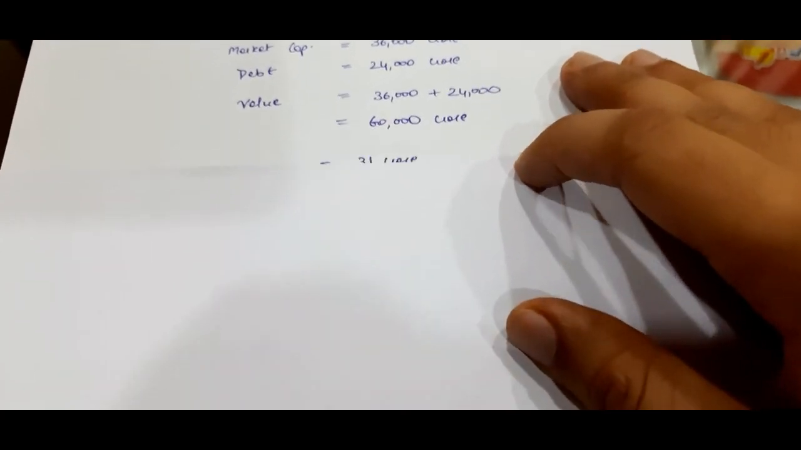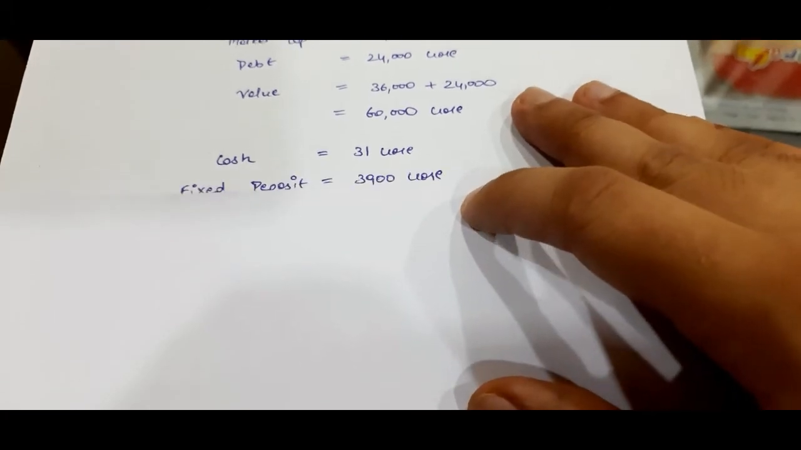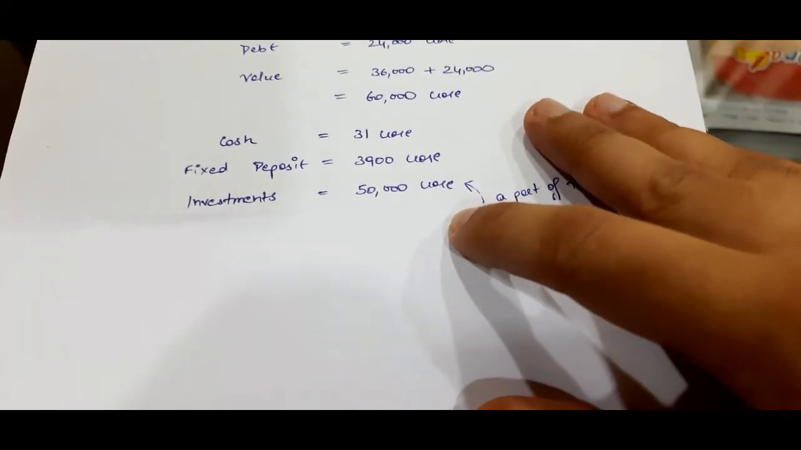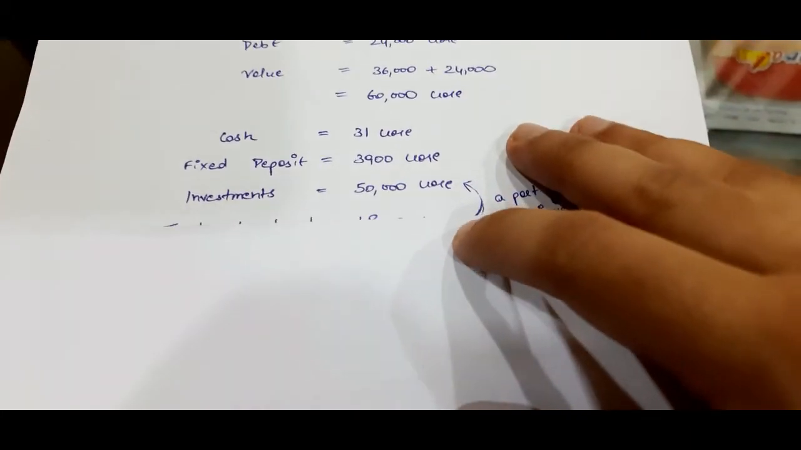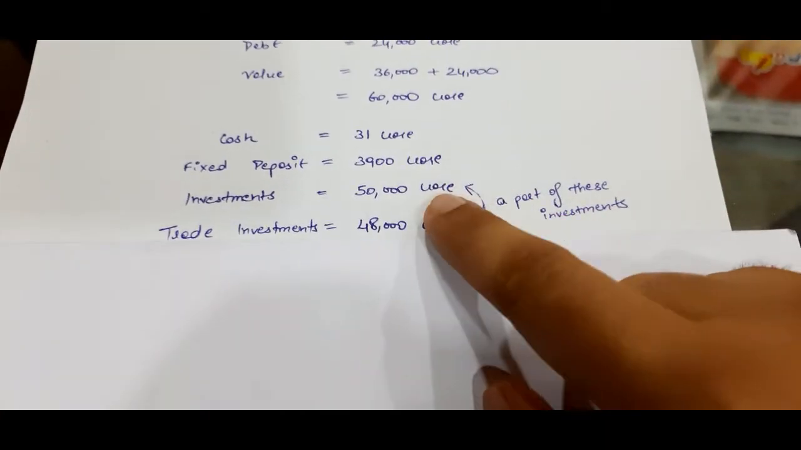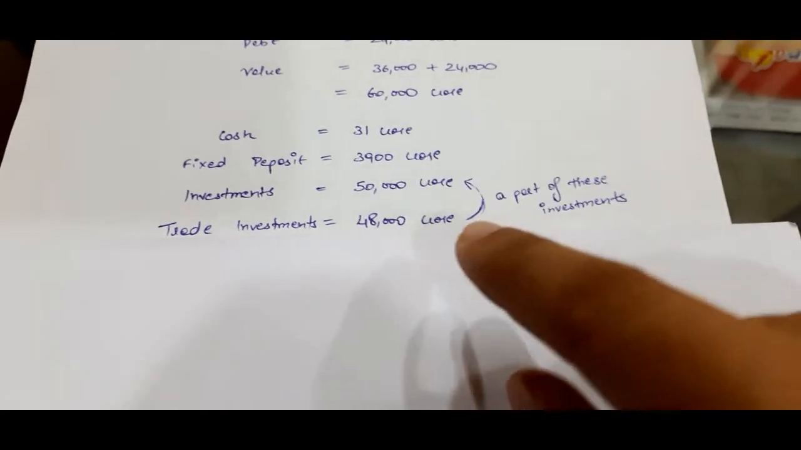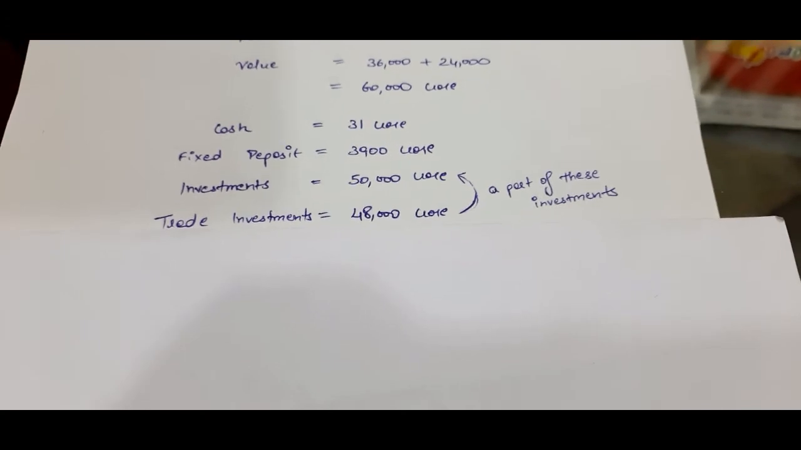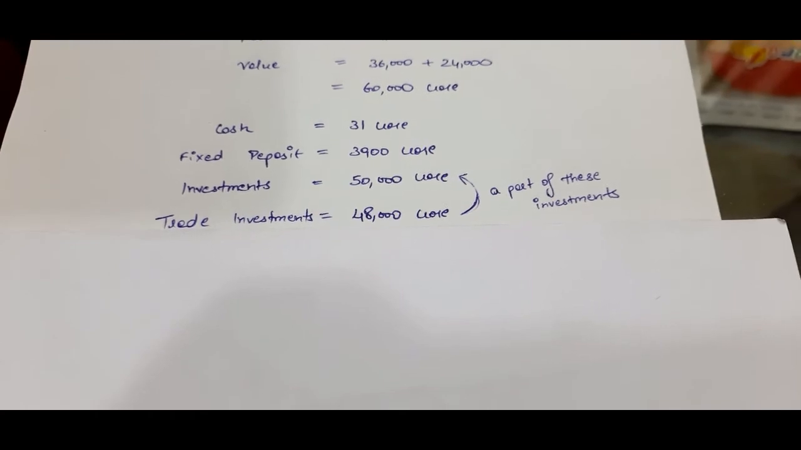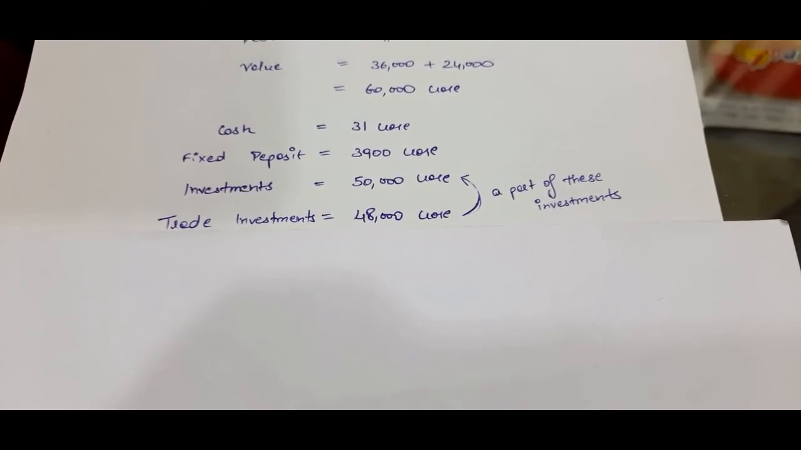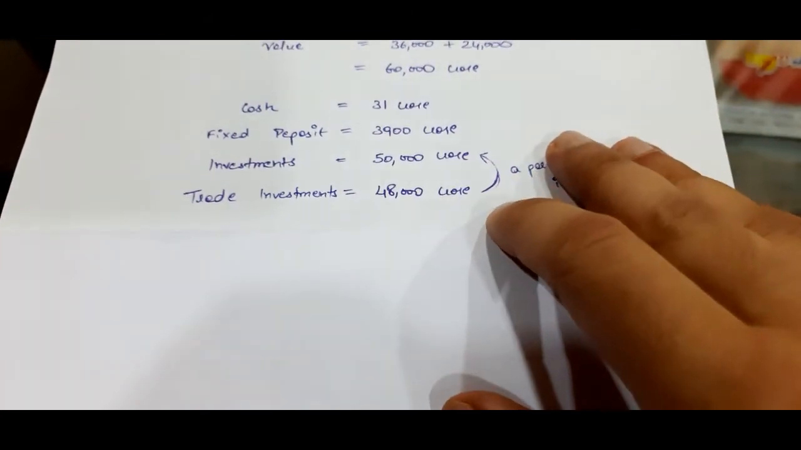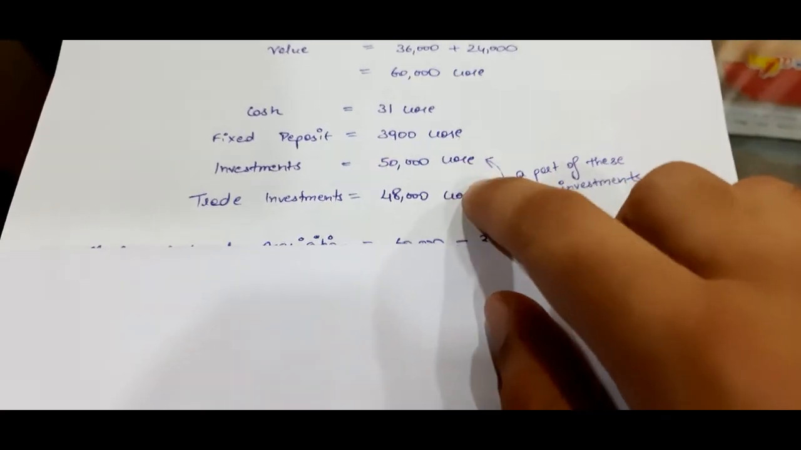Now, let's bring more numbers in the context. The company on that date had a cash of 31 crores. It also had a fixed deposit of 3,900 crores. The investments that the company in total had on that day were worth 50,000 crores. And out of this 50,000 crores, 48,000 crores were the trade investments. Now, the reason I have separately written the trade investments here is that trade investments are part of the operating activities of the company, and operating activities are crucial for the firm to survive. So the non-operating investments that the company has right now were rupees 2,000 crores, which is the difference of these two numbers.